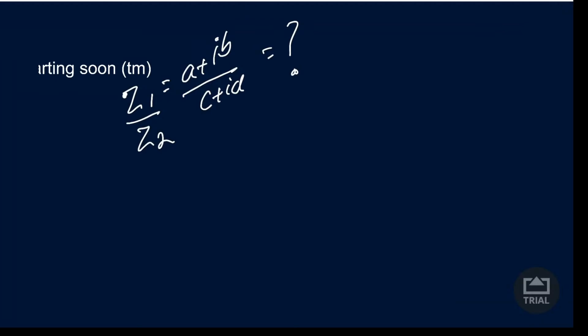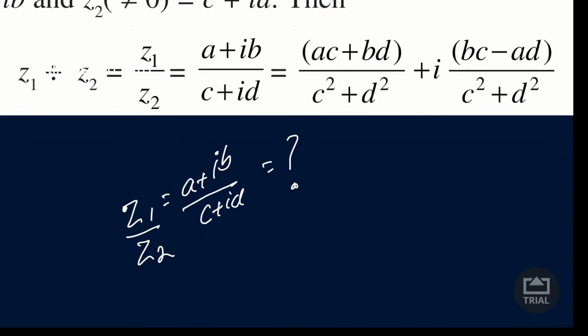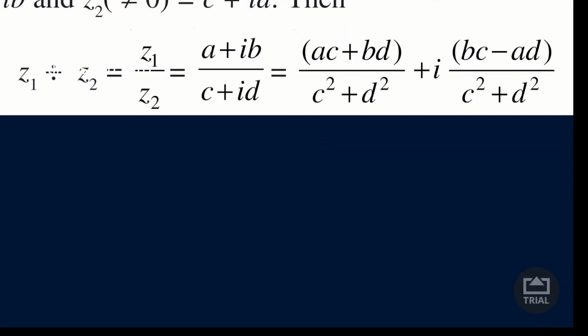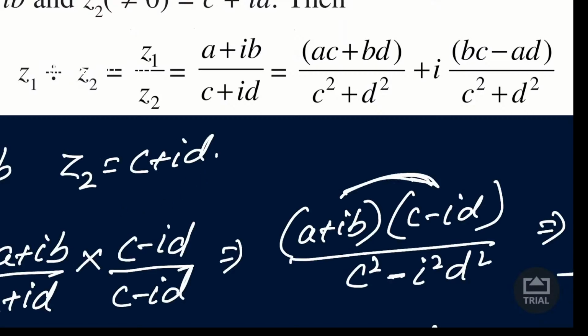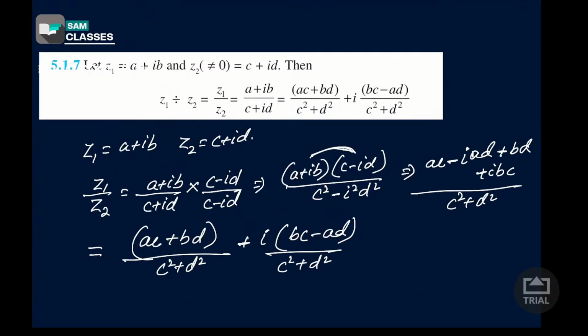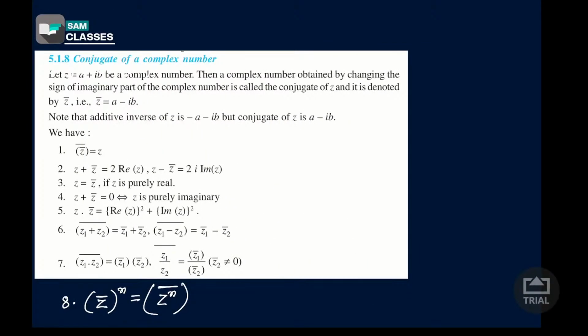C plus id or c minus id? Correct, everyone. Clear. Just multiply with c minus id. Everybody got it? Very simple. Let's move on to the next one.